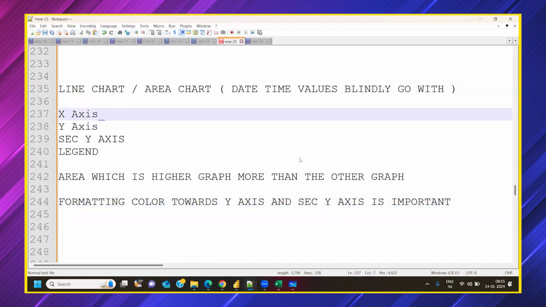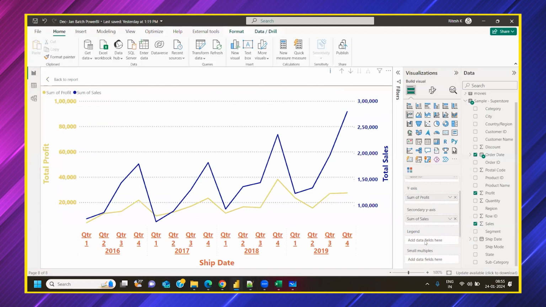Yeah, go ahead. Someone had a question. Yes, Ritesh, did you do this in this example? Have you added legend value? Anything? Now we are yet to go to the legend.